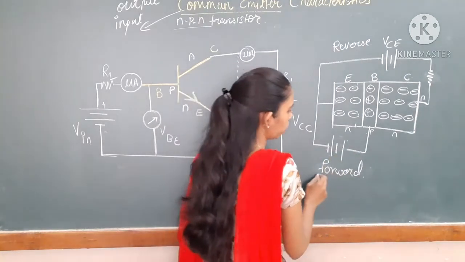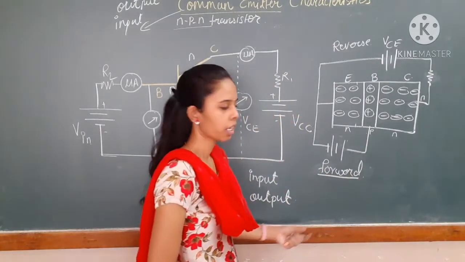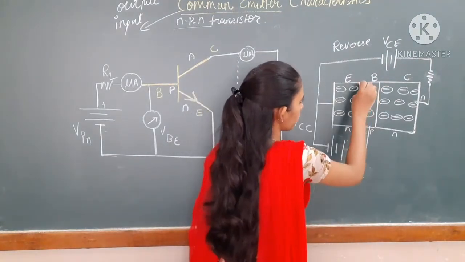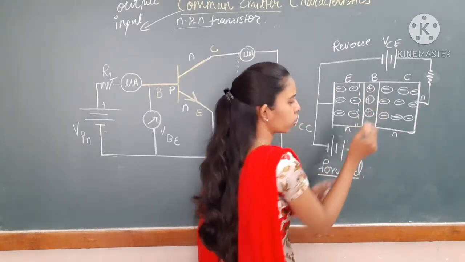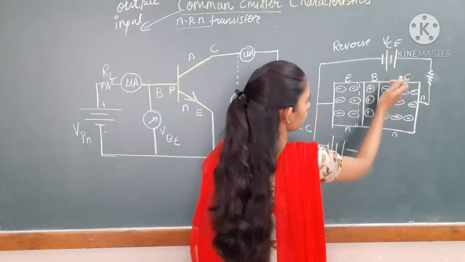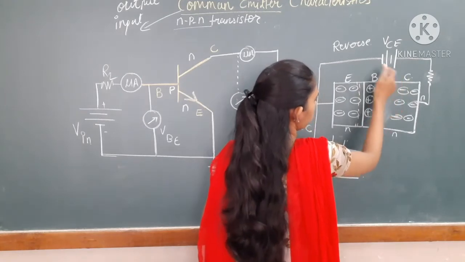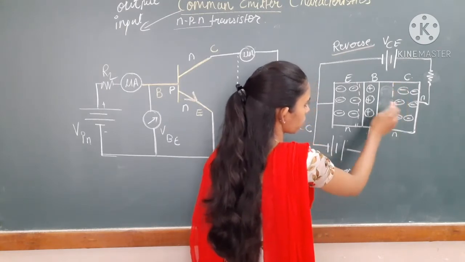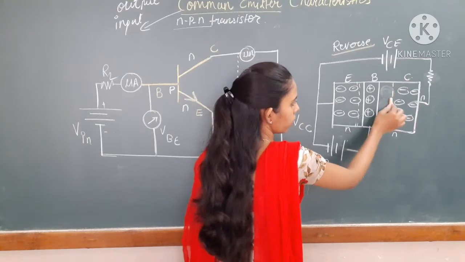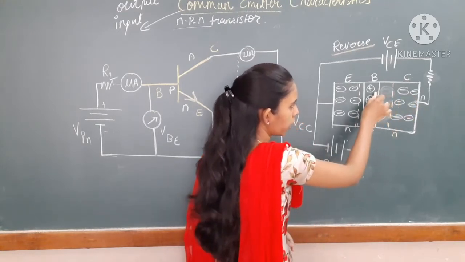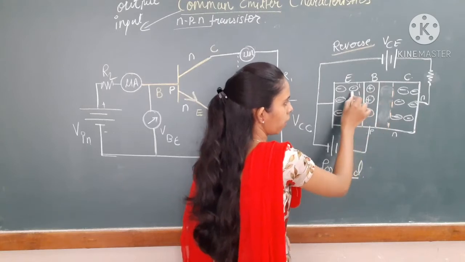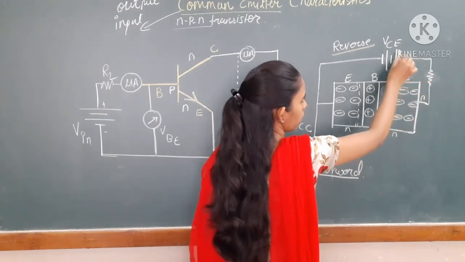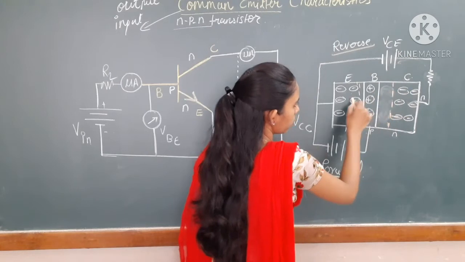Now, since we know the rules of forward bias and reverse bias: in forward bias, the junction shrinks, right? And the junction over here expands because of the reverse bias. When this junction expands, the majority carriers are not able to come towards the base, and they will not reach the emitter. These electrons are attracted towards the positive plate, so they are not able to come to this point.